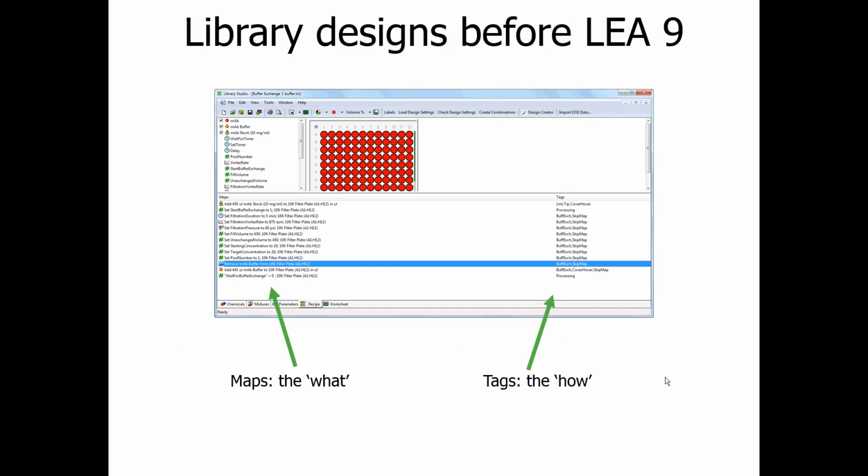Those of you who currently have LEA will see a window that looks very familiar, which is a process in Library Studio that talks about, essentially in this particular example, buffer exchange. But really the key feature of the information in Library Studio is it tells me what I'm doing. So what I'm doing to this plate is I'm adding a reagent, I'm adding antibody, I'm doing a buffer exchange process. So there are different parts of this protocol. There's the maps, which is the what am I doing, and then LEA has a level of tags, and the tags are how are you doing this.